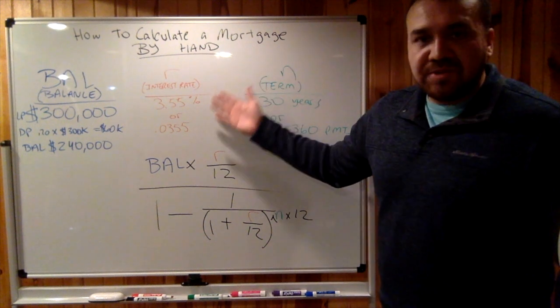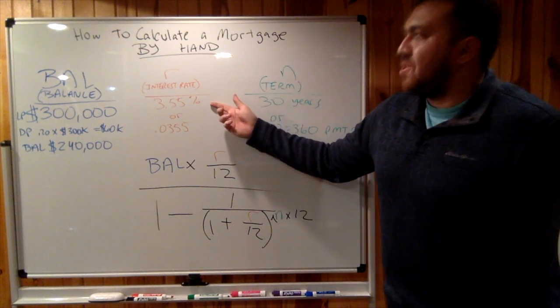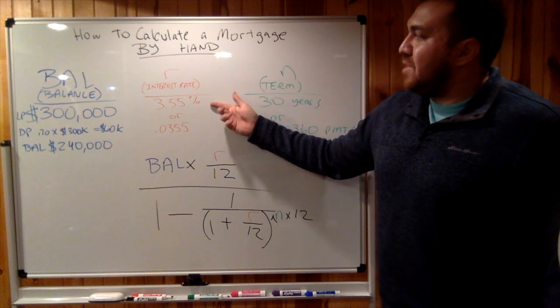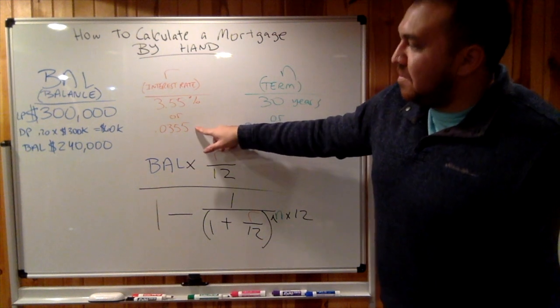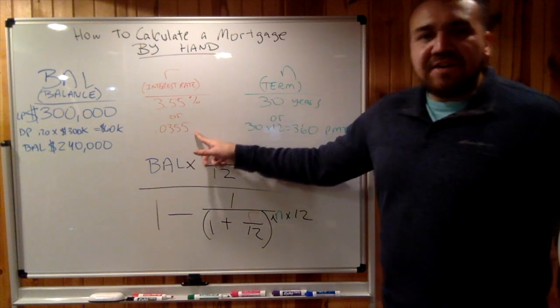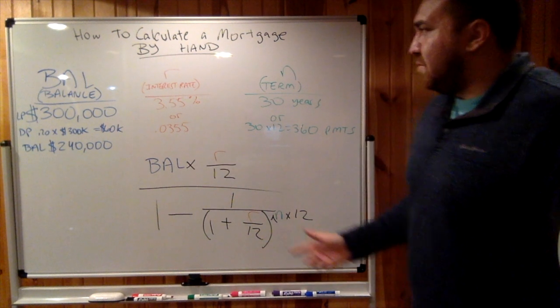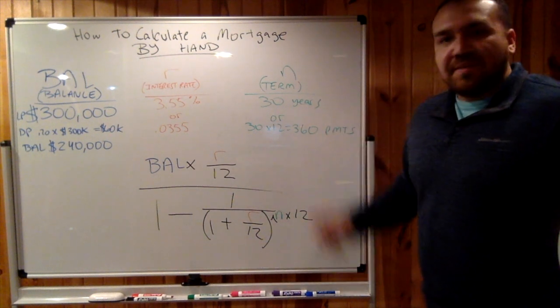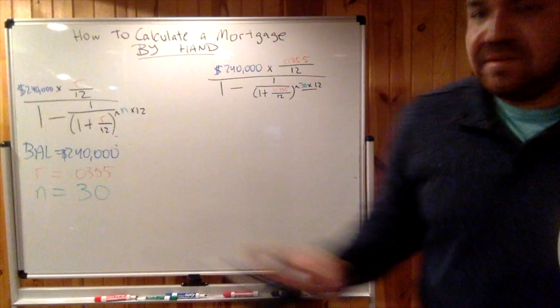So you also need an interest rate. 3.55% is what we'll use for this example. Here it is, represented as a percentage. Better yet, 0.0355. That's how it'll be inputted into the actual formula. And last is the term. How many years is the loan going to be for?